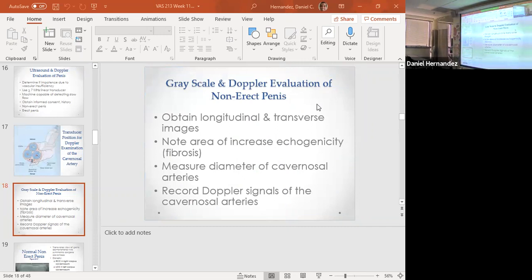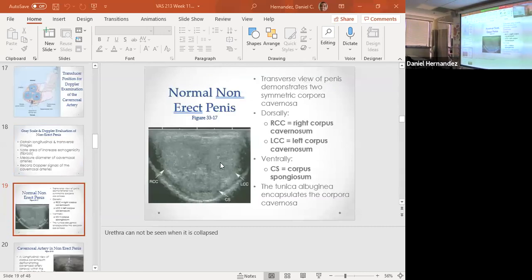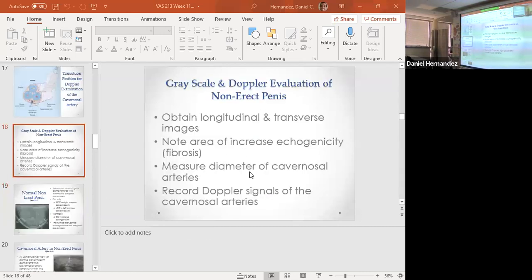Now we're going to obtain longitudinal and transverse images. We're going to note areas of increased echogenicity. We're going to measure the diameter of the cavernosal arteries and record Doppler signals for the cavernosal arteries.